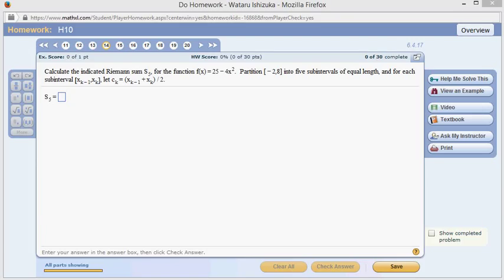Alright, let's look at homework 10, problem number 14. We want to find the Riemann sum S sub 5 for the function f of x equals 25 minus 4x squared. Alright, so let's do that.